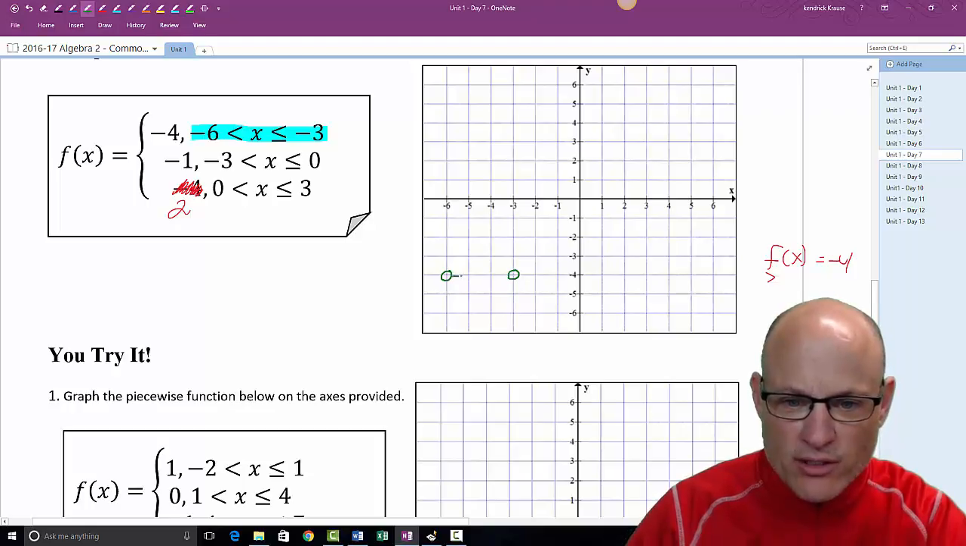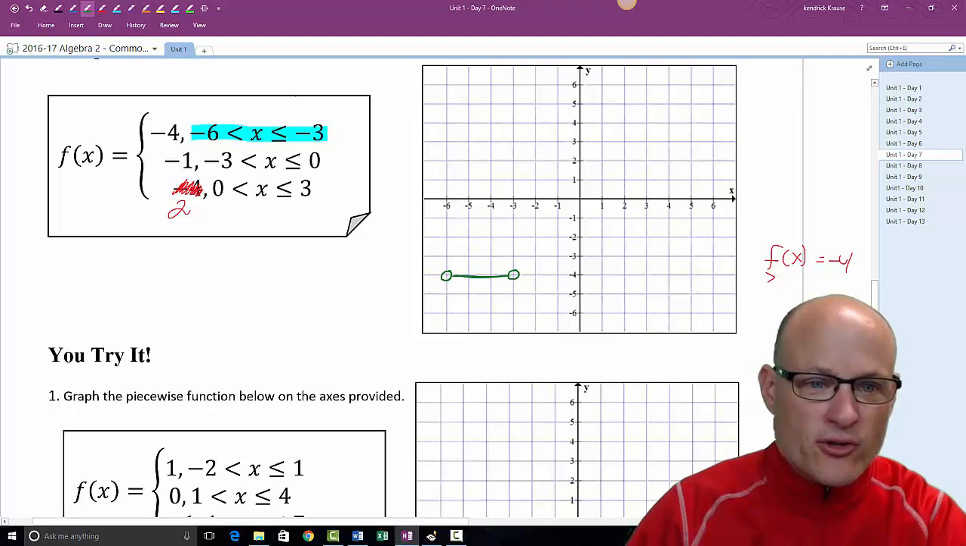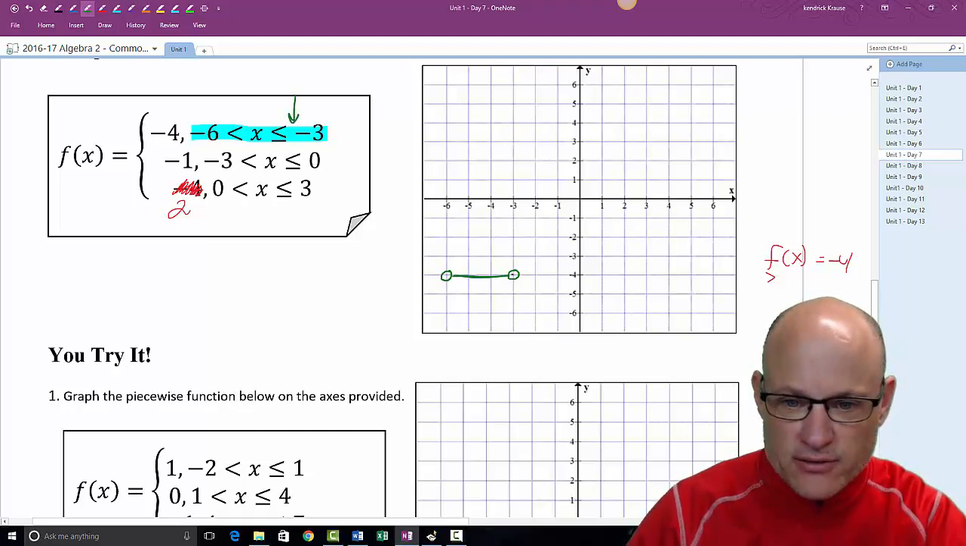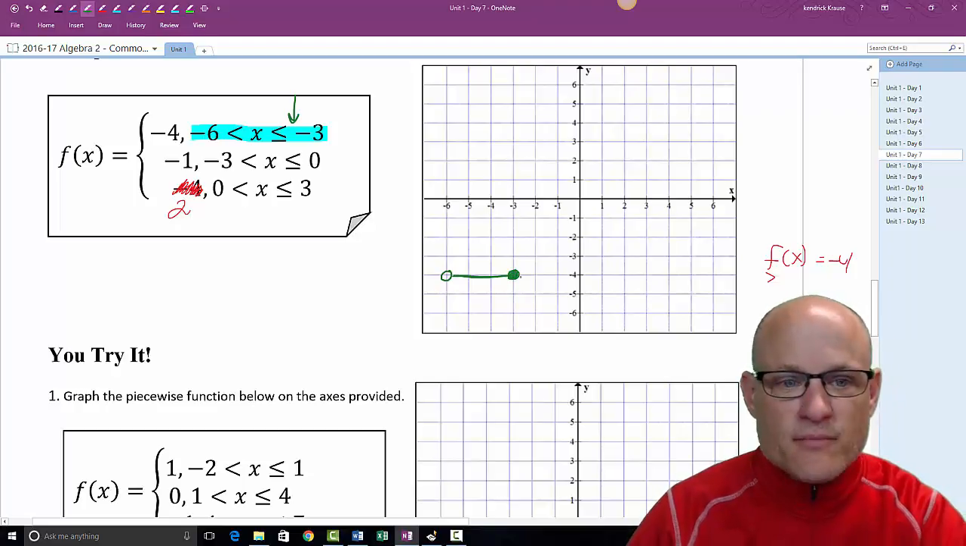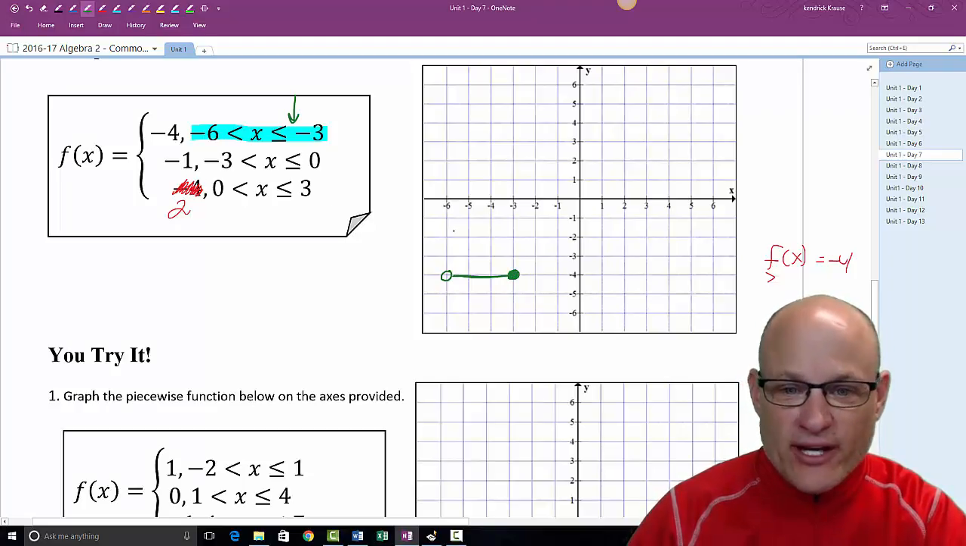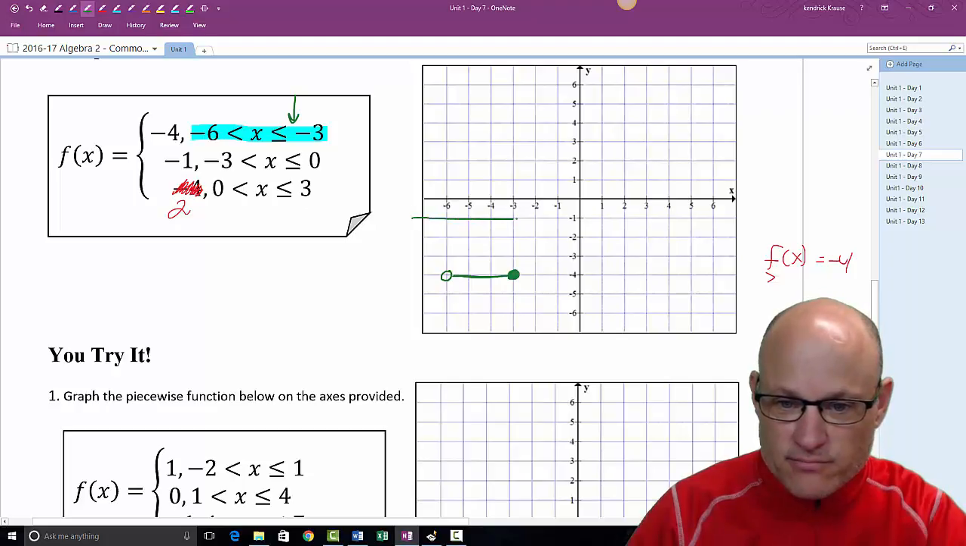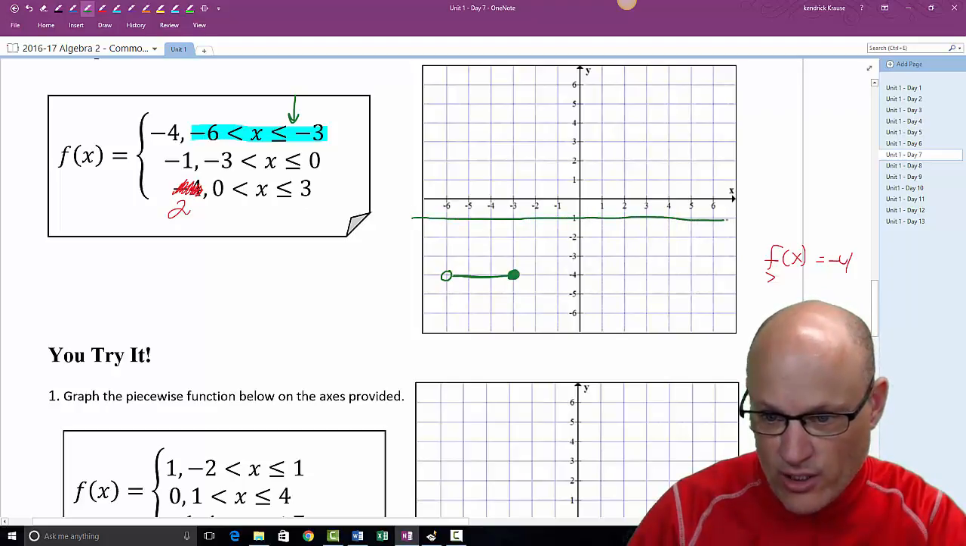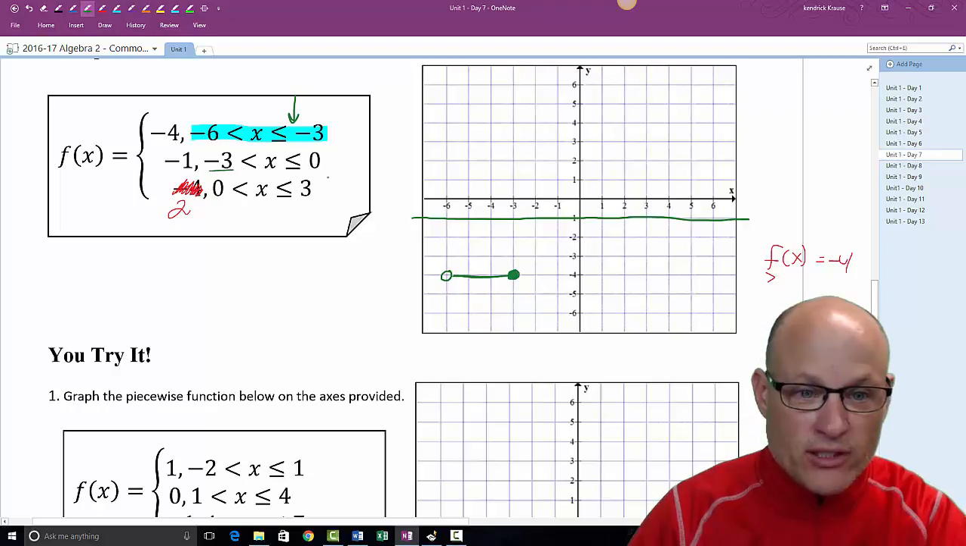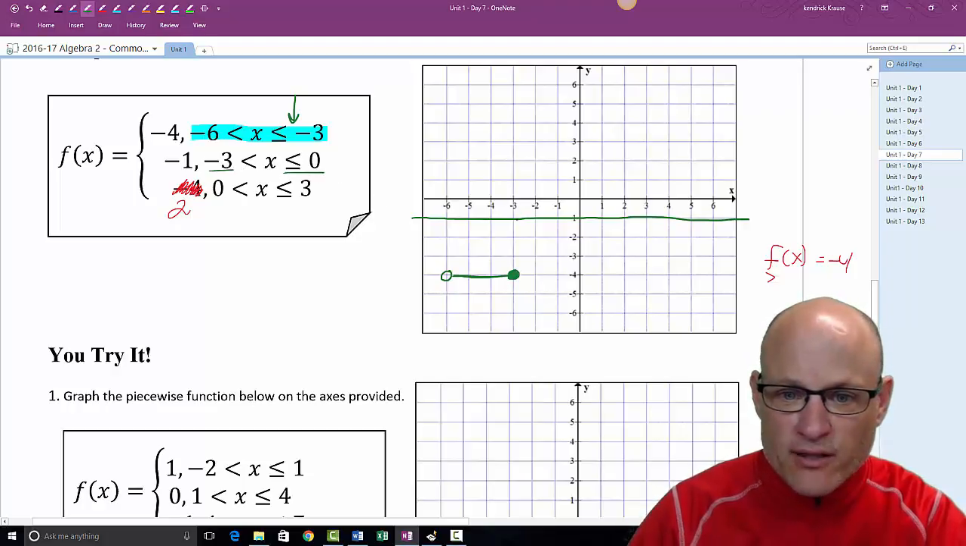And that one's all right. And then I only want this piece right here. Now, is one of these a filled in circle? Oh yeah, -3. I got to fill it in. Okay. So f of x equals -1. That's this line right here. But I don't want that whole line. I only want from -3 to 0. From -3 to 0. So I don't want this whole line.